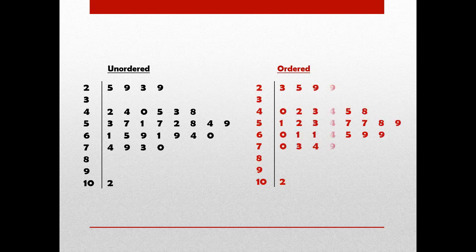And so the ordered version here, if we went through each row and did that, we'd have the 3, 5, 9, 9. The third row would be 0, 2, 3, 4, 5, 8. The row for a stem of 5 would be 1, 2, 3, 4, 7, 7, 8, 9. When the stem is 6, the row would be 0, 1, 1, 4, 5, 9, 9. When the stem is 7, it would be 0, 3, 4, 9. And on the stem of 10, it's just a 2. On exams, on quizzes, we'll always be asking for the ordered stem and leaf plot.